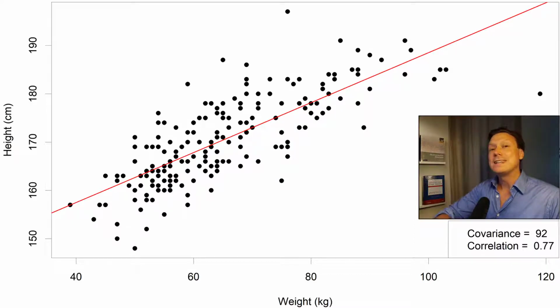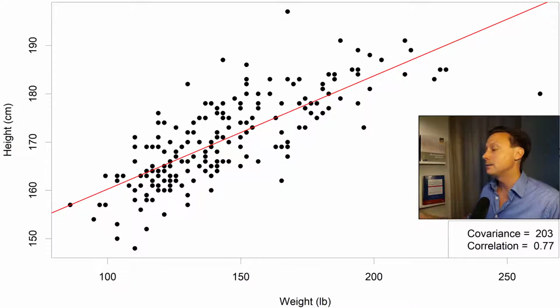And what we're going to note is that everything's going to be the same, except that the covariance is going to change. So the only thing that's going to change now is that the covariance is 203 instead of 98. And this is the issue with the covariance: the figure is exactly the same, the slope of the trend line is exactly the same, the relationship is exactly the same, but the covariance just changed. But the correlation is still 0.77. So that means that we can actually use the correlation and compare relationships between different random variables.